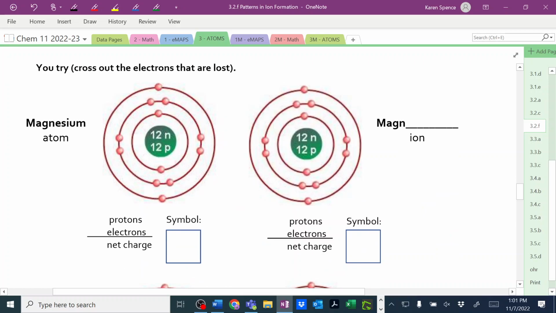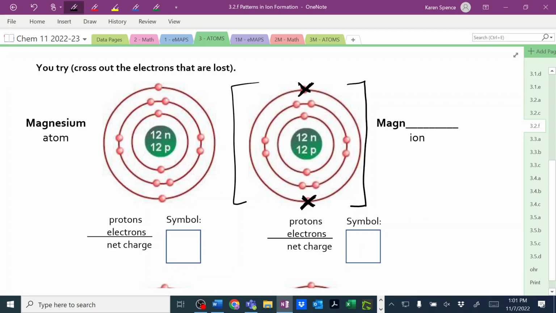Magnesium. We can just cross these ones out. Isn't that nice? Stick our brackets on. What will our charge be for this one here? The amount of electrons that I murdered, how many did I murder? 2, so my charge is 2 plus.